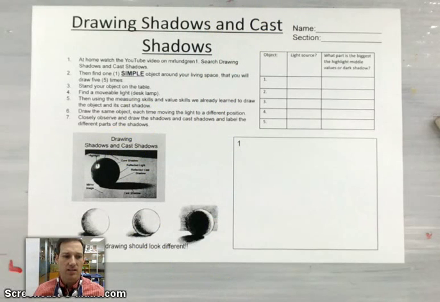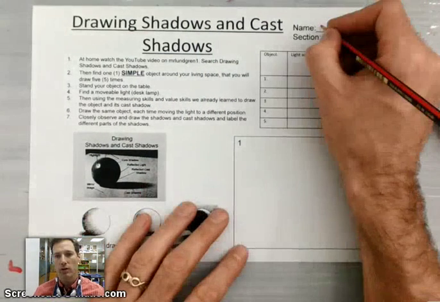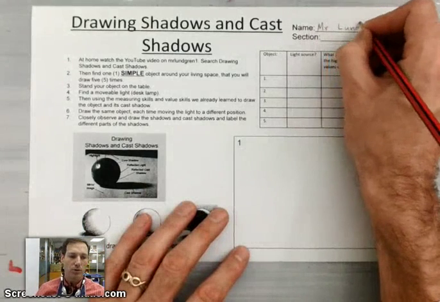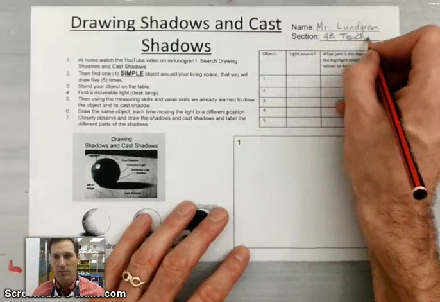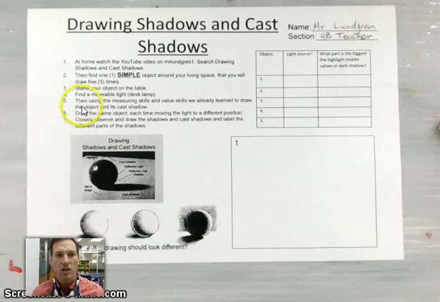Here is the homework. Now, the first thing you're going to do is put your name on it and then put your grade and your section. All right, once you've got that done, you're going to watch the video, obviously, that's what you're doing now. Then you're going to find one simple object, maybe a cardboard box, maybe a cereal box or a tennis ball, some kind of basic shape that will be easy for you to draw. You're going to draw it 5 times.